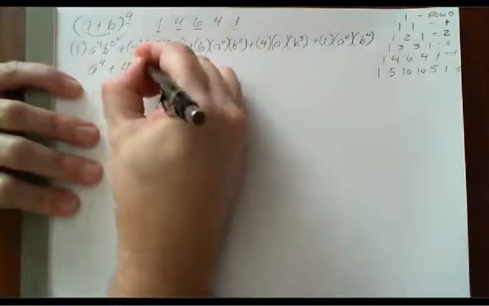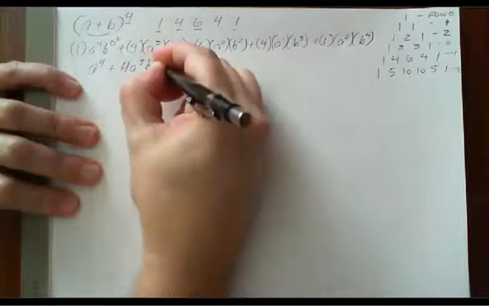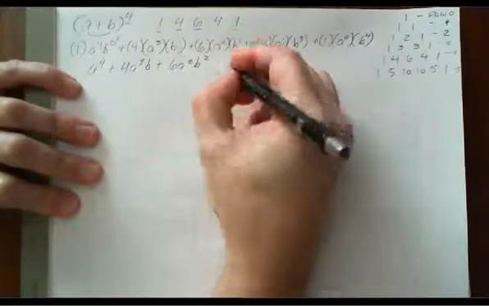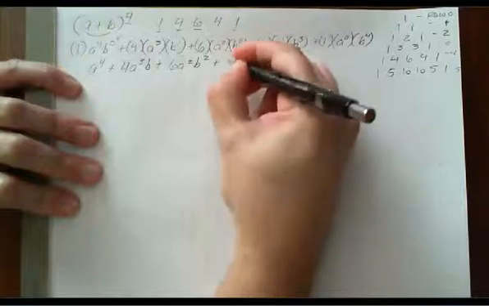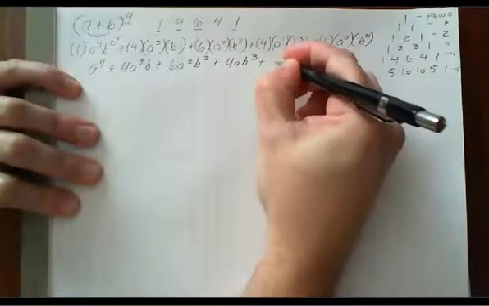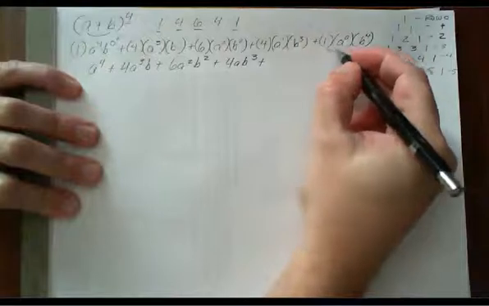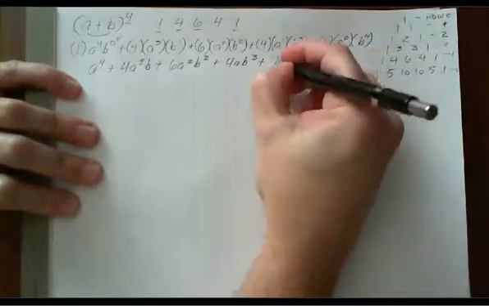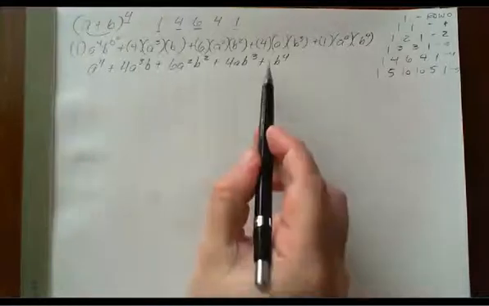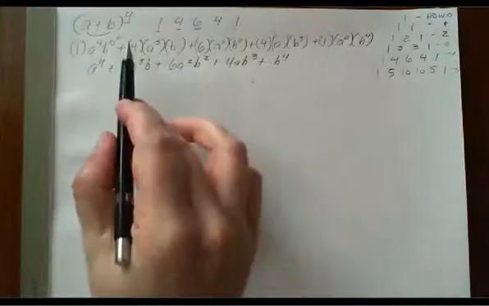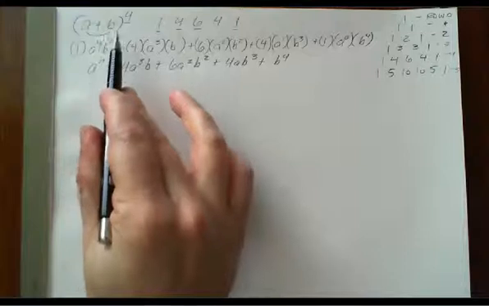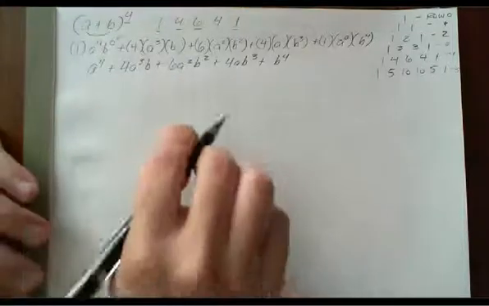plus 4a cubed b plus 6a squared b squared plus 4ab cubed. And remember, the a is to the 0, so this is 1 times b to the 4, or b to the power of 4, I should say. So that would be my final answer for that expansion of the quantity a plus b to the power of 4.